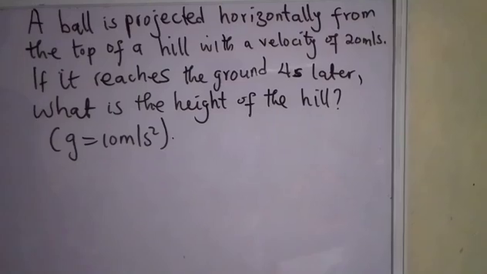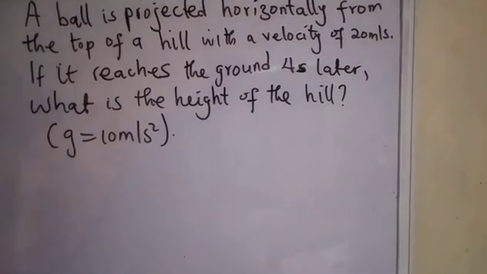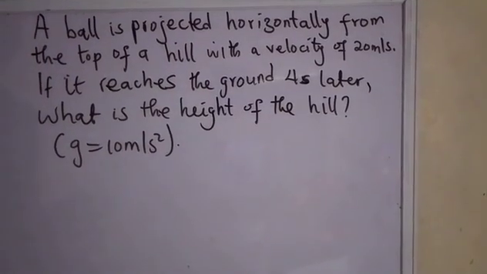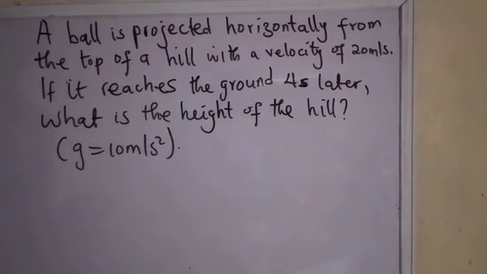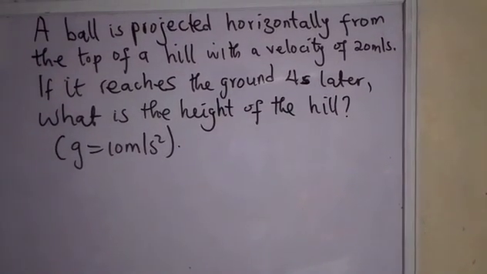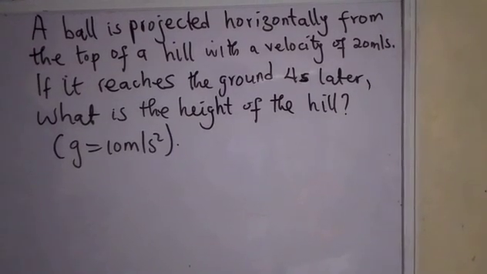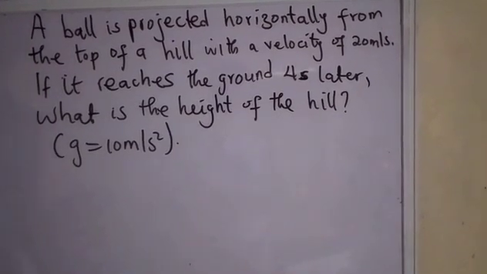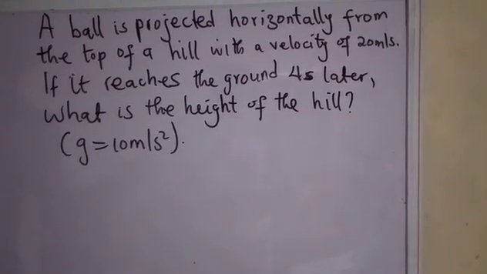Now, the question says a ball is projected horizontally, very important, from the top of a hill with a velocity of 20 meters per second. If it reaches the ground 4 seconds later, what is the height of the hill? When you read a question like this, other than jumping straight to writing formulas, see if you can sketch.